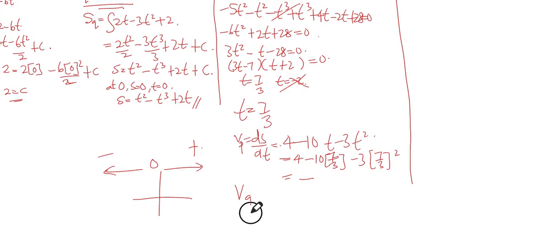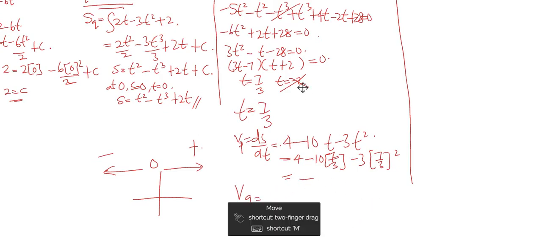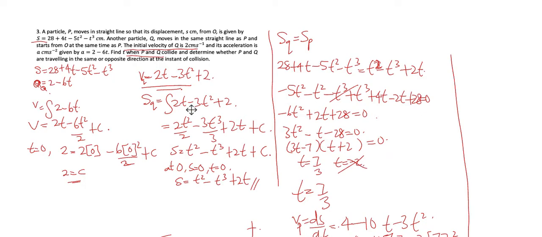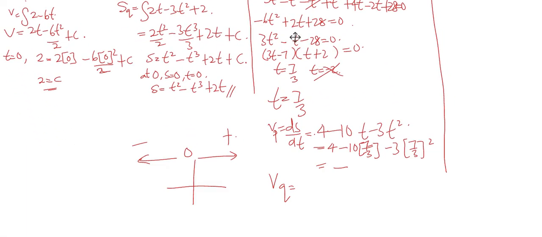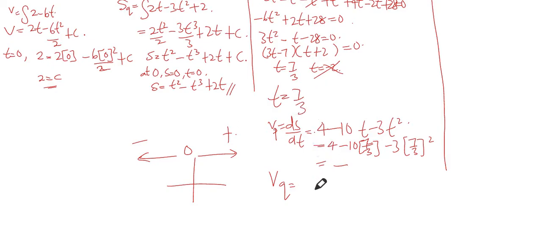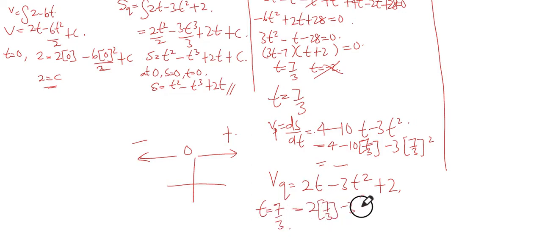So what about the velocity of Q? To find the velocity of Q, do we have the equation for Q? Hang on, yes, 2t minus 3t squared plus 2. Okay, so we have that. From there we substitute t equals 7 over 3 again. So 2 times 7 over 3 minus 3 times 7 over 3 squared plus 2. Again, this is another negative value.